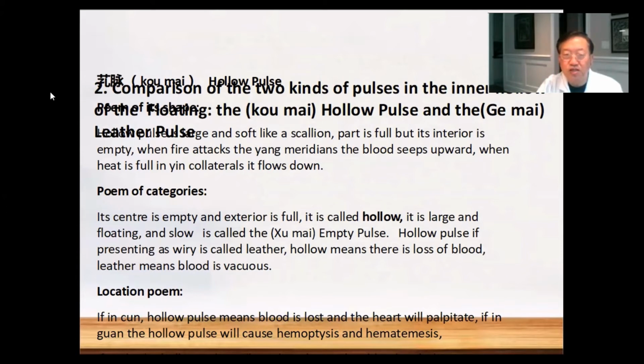It's called hollow. If it's large and floating and slow, then it's called empty pulse. Hollow pulse, if presenting as wiry, is called leather. Hollow means there's a loss of blood. Leather means blood is vacuous. Location poem. If in the cun, hollow means blood is lost and the heart will palpitate. If in the guan, the hollow pulse will cause hemoptysis and hematemesis.